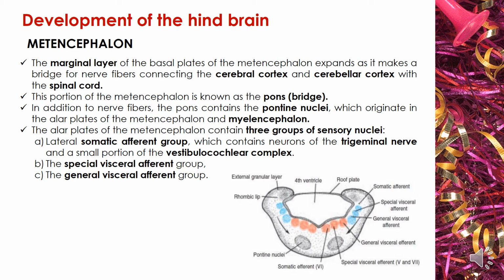Now, the alar plate of the metencephalon also contains three groups of sensory nuclei: the lateral somatic afferent group, which contains neurons of the trigeminal nerve and a small portion of the vestibulocochlear complex; second, the intermediate special visceral afferent group; and the general visceral afferent group.